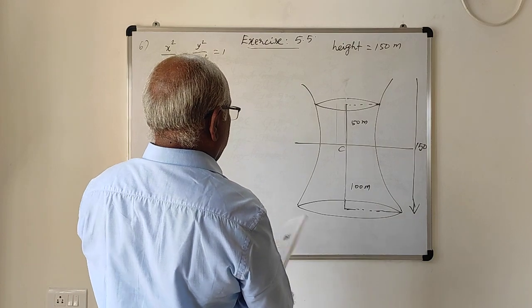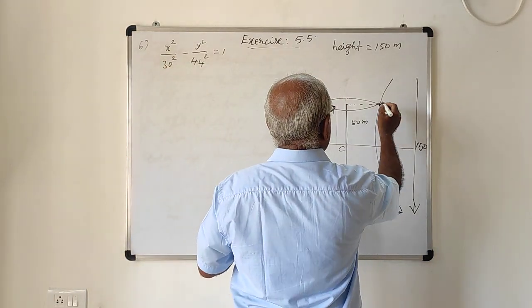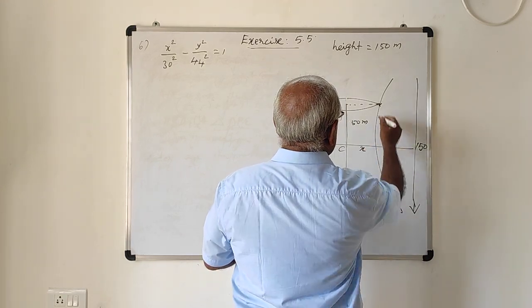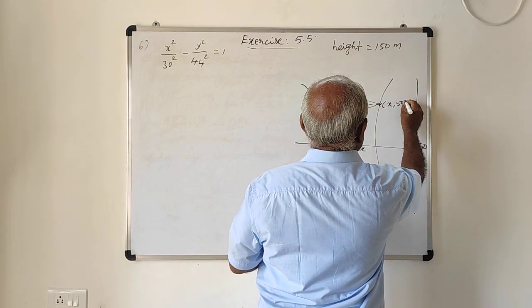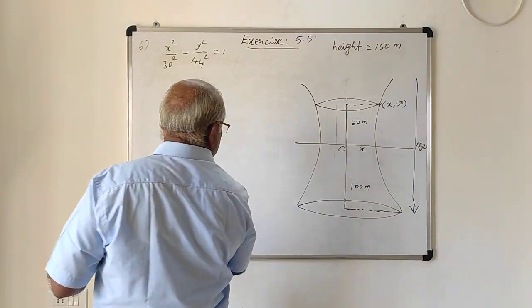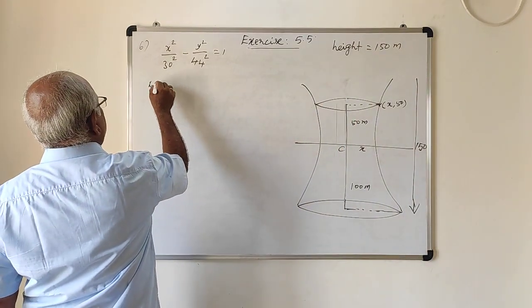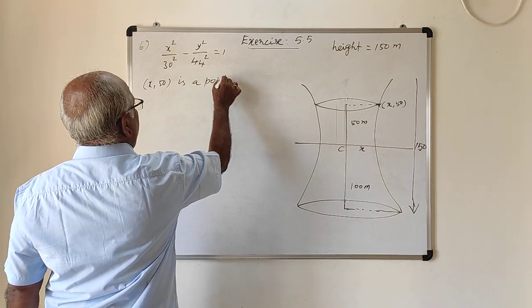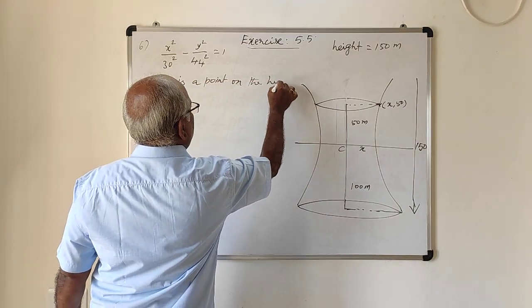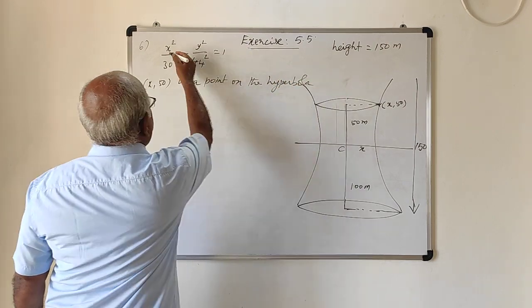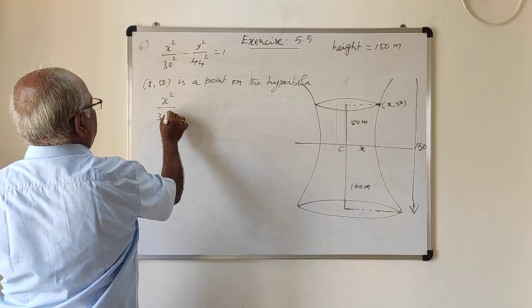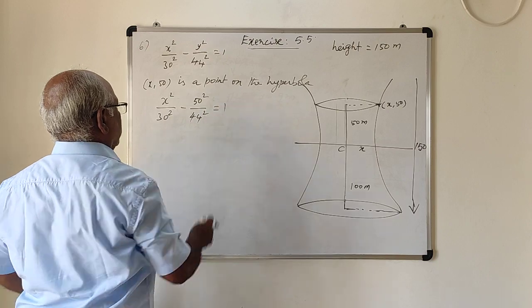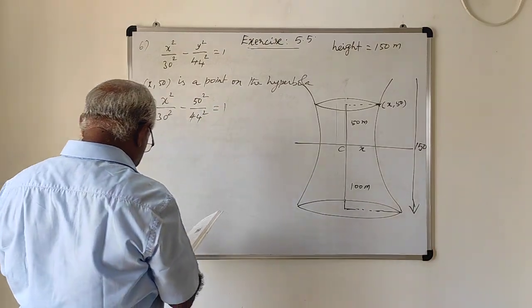So this is a point on the hyperbola. We don't know this distance, so call it x, and the height is 50. So x comma 50 is a point on the hyperbola. Therefore, x square by 30 square minus 50 square by 44 square equal to 1.